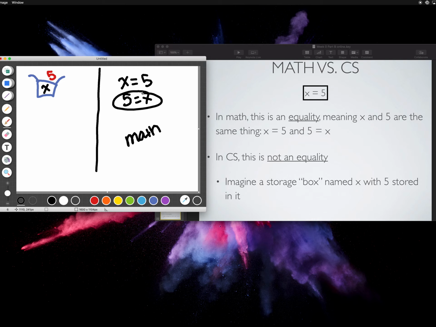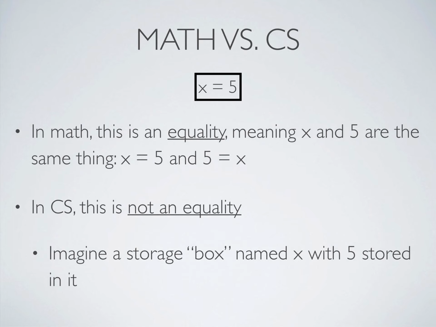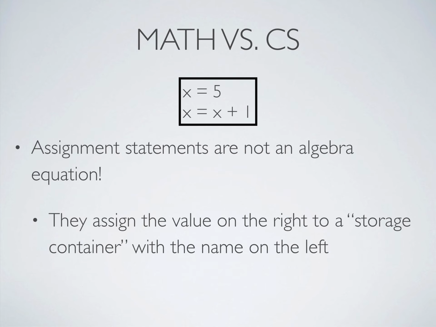This line right here is slightly different in math than it is in computer science. So in computer science, this is an assignment statement. It's not an equality. So do keep that in mind. Another way to illustrate what I'm talking about here with these equalities in math versus assignment statements in computer science, let's go ahead and look at these two lines, right? x equals 5, x equals x plus 1.